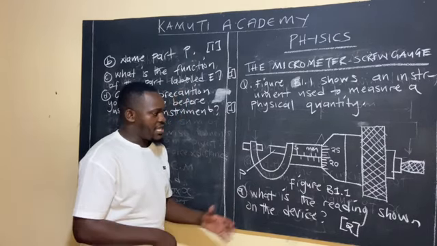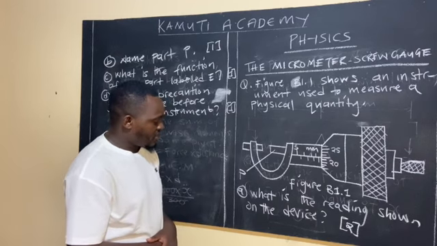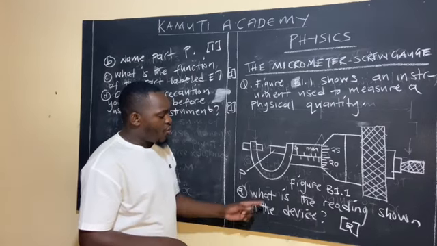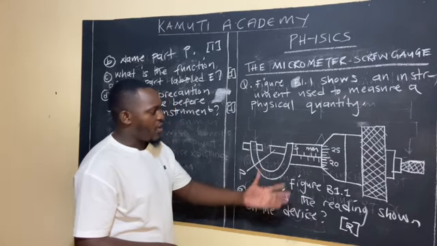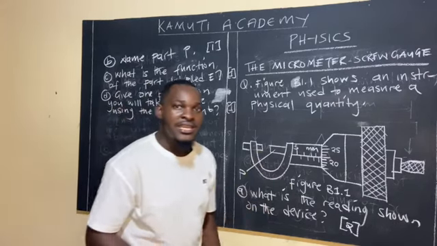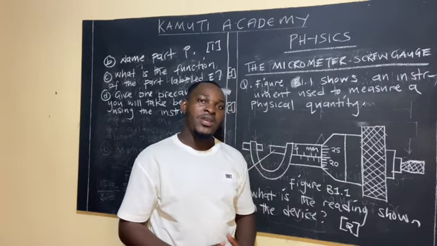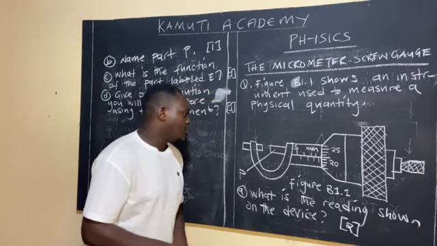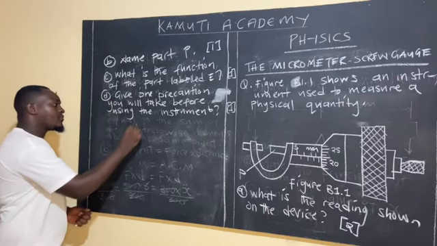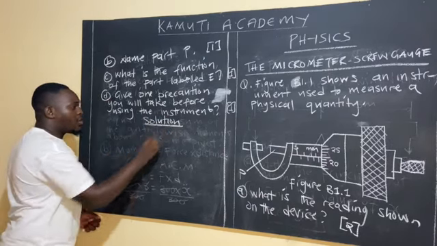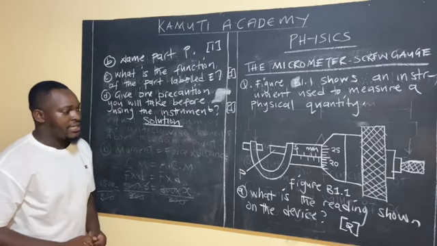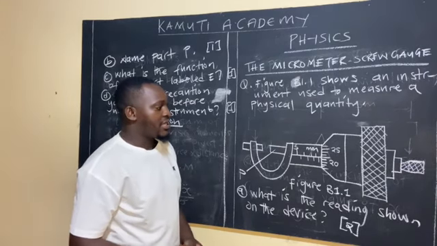So now, let's look at the question. So we have the question here, and this is the diagram. Then the first part of the question is, what is the reading shown on the device? So how do we calculate? How do we find the reading on a micrometer screw gauge? Follow me if you want to learn. So we'll start with the solutions there.